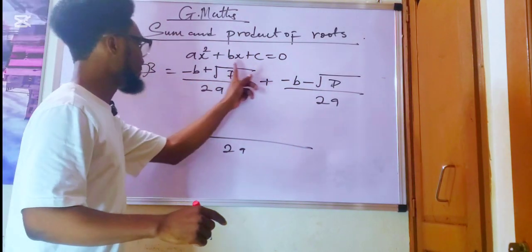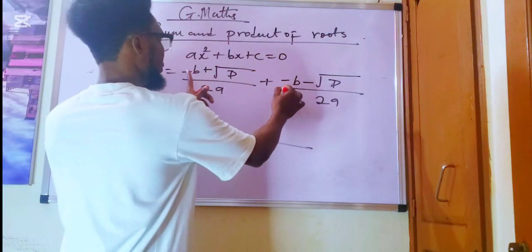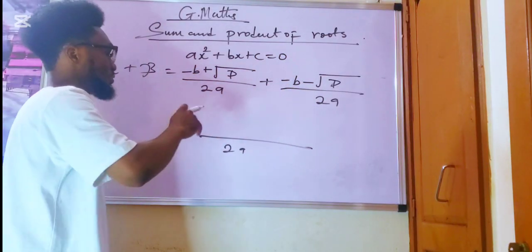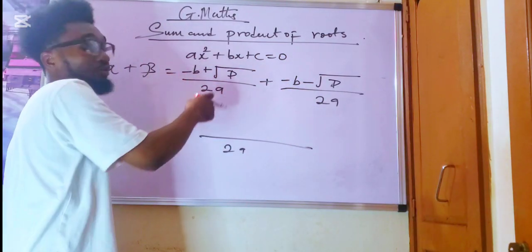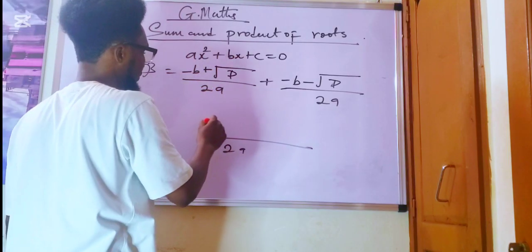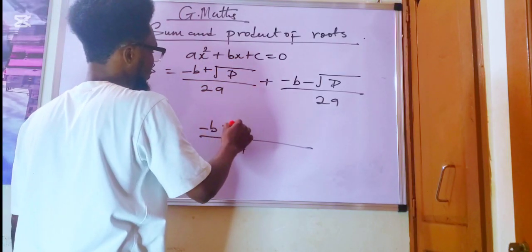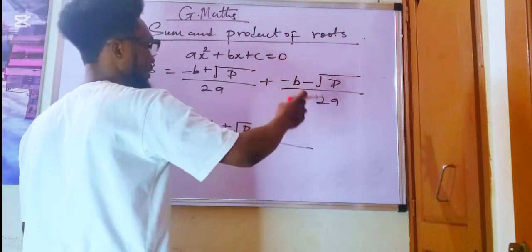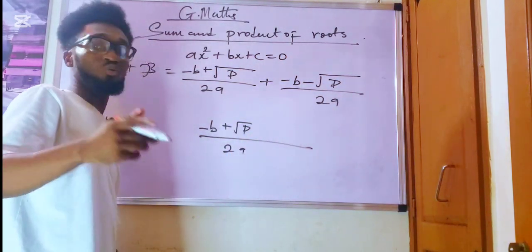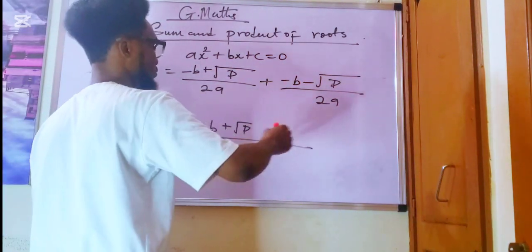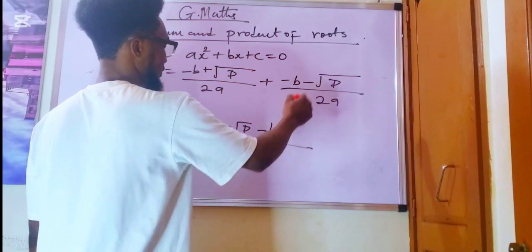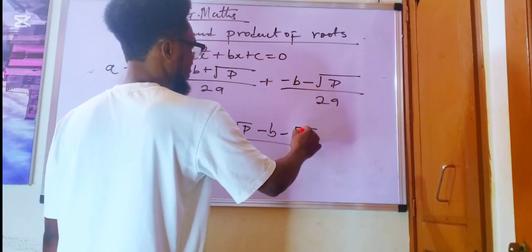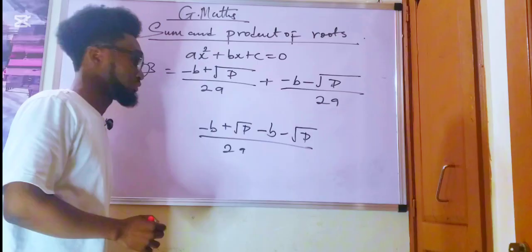1 times everything here at the numerator will still give me the same thing. So 1 times minus b plus square root of d will give me minus b plus square root of d. I would apply the same thing here. 2a divided by 2a will give me 1. 1 multiplied by the numerator will still give me what I have at the numerator, which is minus b minus square root of d.